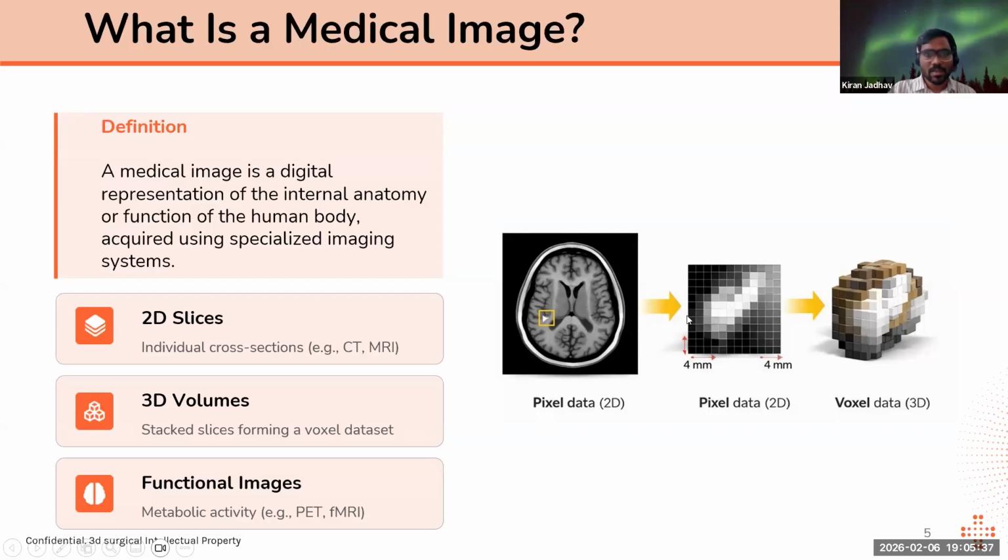So this is the 2D representation. But if you talk about the voxel, then we can consider this third image as a voxel, which is the outcome of these 2D images itself.